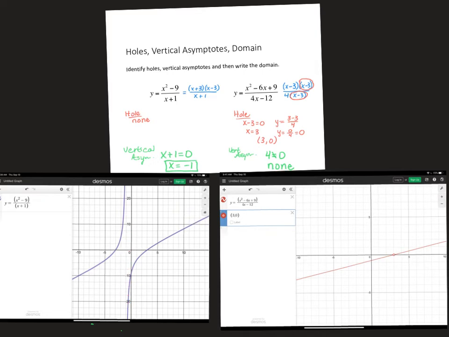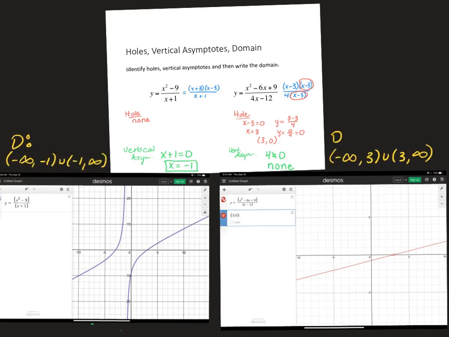On my other graph, I don't have a vertical asymptote, but I do have a hole here at (3, 0). And essentially, when I simplify this graph, all I have is (x minus 3) over 4. This is a linear function. It just has a hole in it. So this rational function, when I graph it, actually looks like a straight line. It just has a hole in the place of (3, 0). See if you can pause the video and write the domain of these two functions on your own.